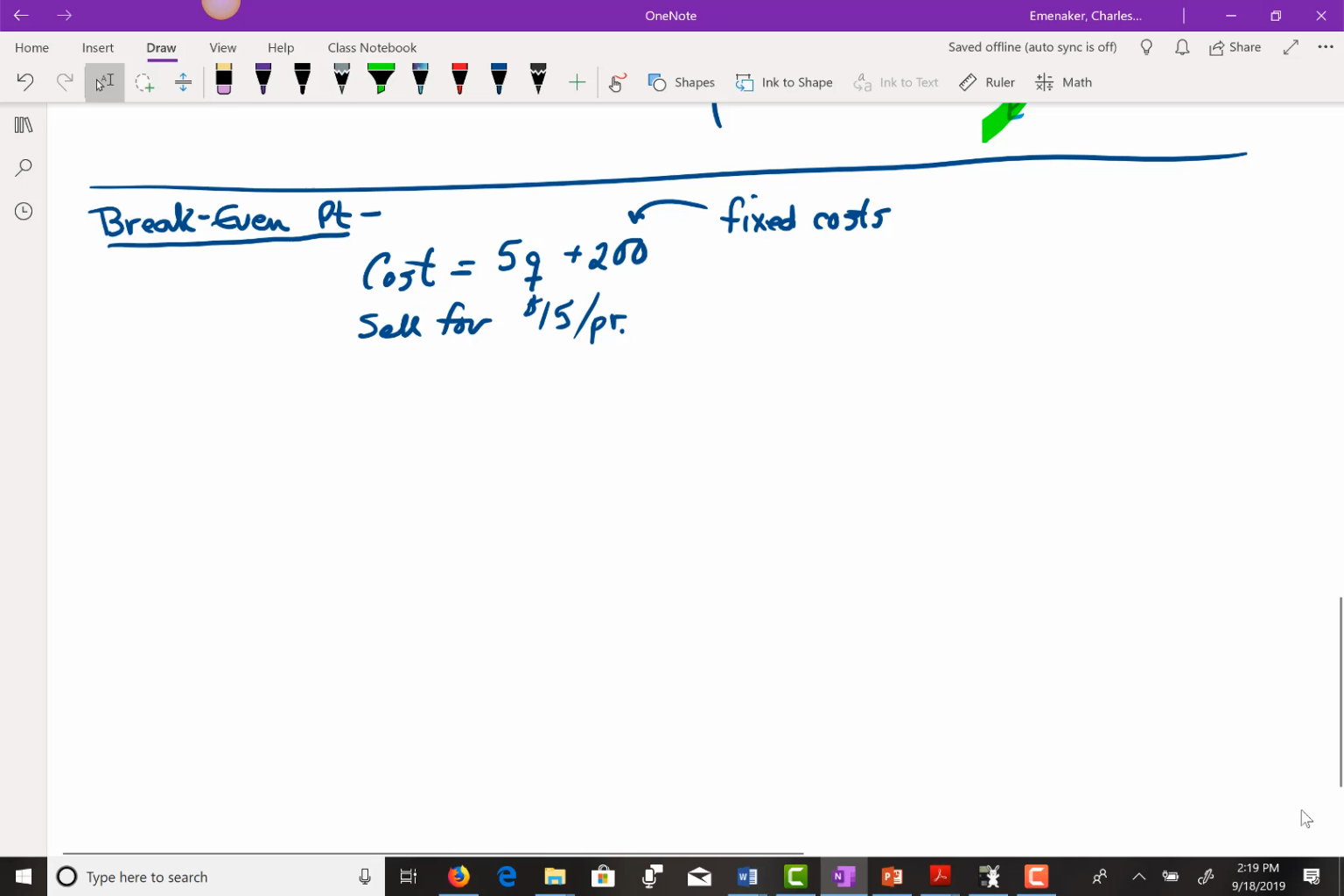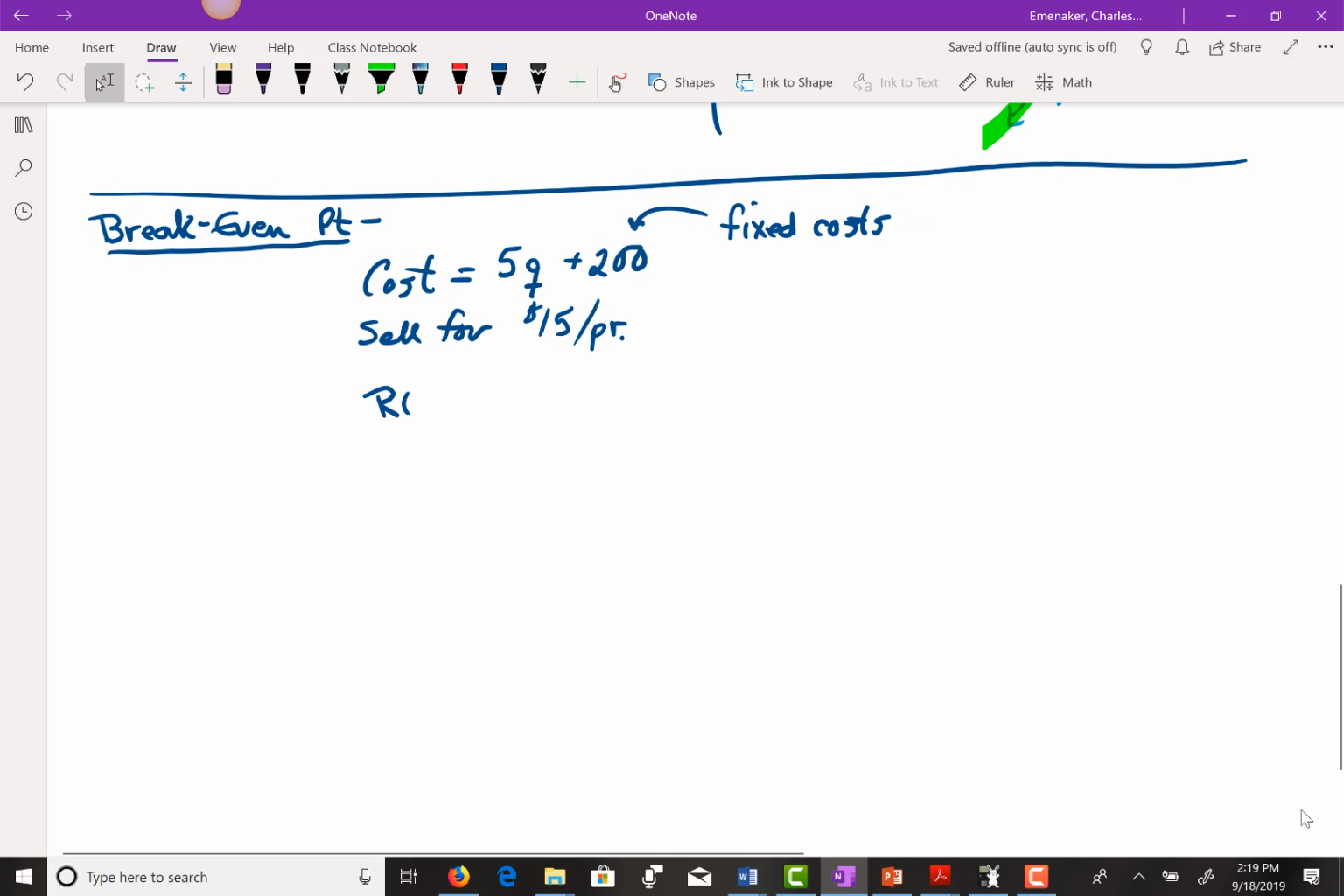What's the revenue function going to look like? Revenue is the total money that comes in. If you sell 10 pair of earbuds, how much money comes in? $150. If you sell 20 pair of earbuds, how much money comes in? $300. You take the price you sell them for times how many pair did you sell, right? Everybody buy that?